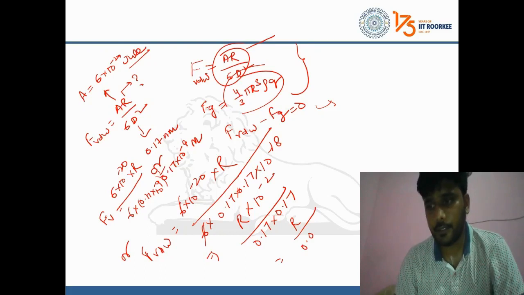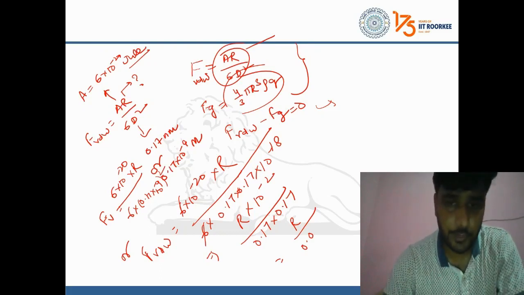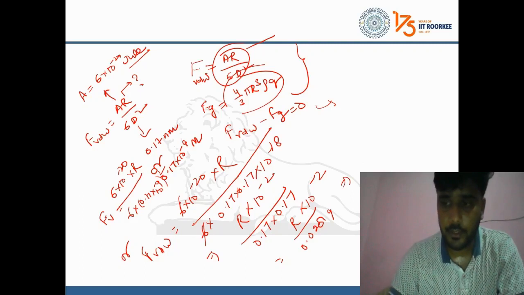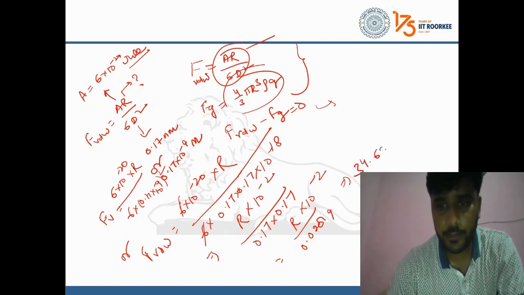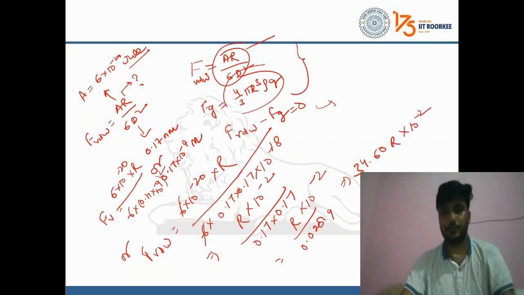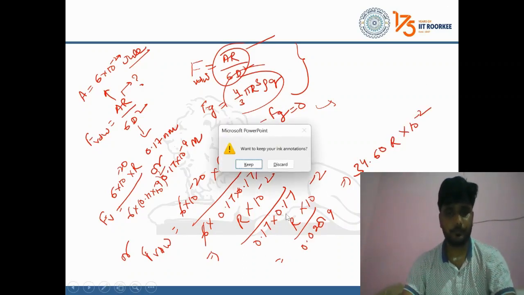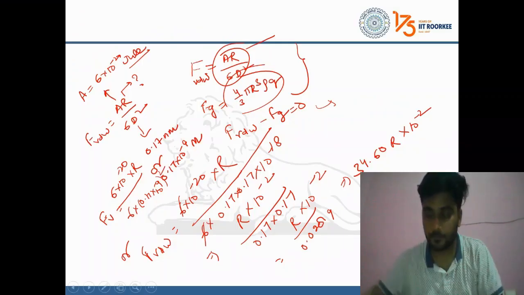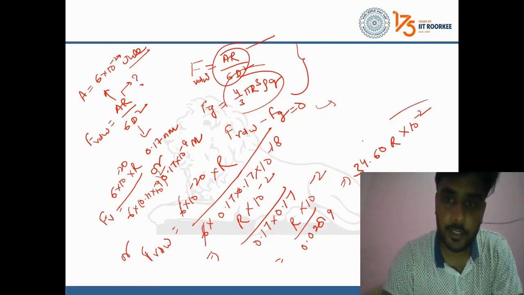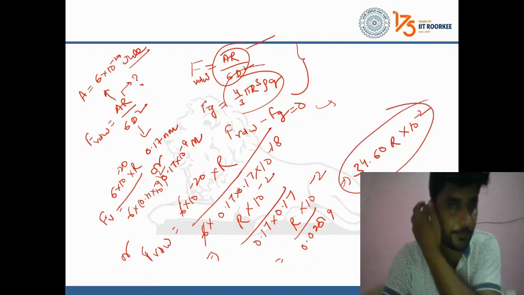0.7 times 0.7, that is 0.49. And this will be 10 raised to minus 2, or you can say 0.0289, that is 34.60 R times 10 raised to minus 2. Okay, this is the value of van der Waals interaction force.